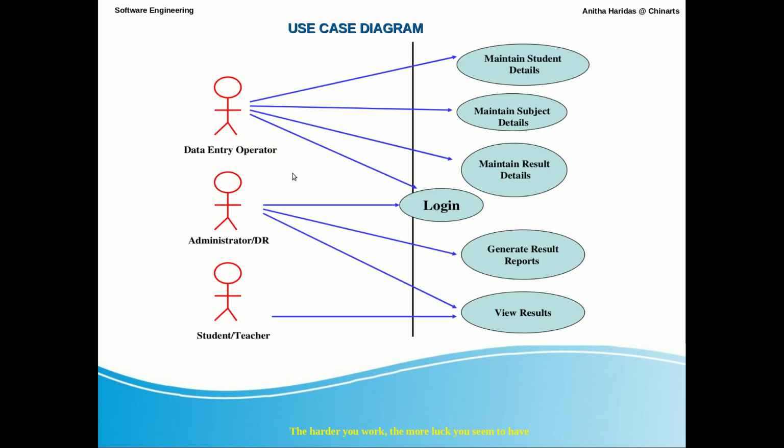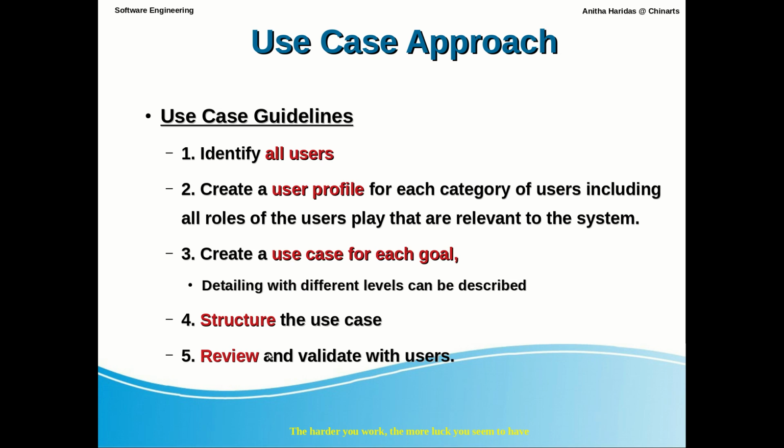As you have seen in this example, you have to identify that the system will have 3 different users. Who are they? Data entry operator, administrator, student, or teacher. Like that, you have to first identify all the users. Then you have to create a user profile for each category of the users, including all the roles the users play that are relevant to the system.